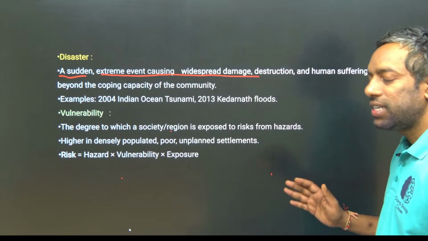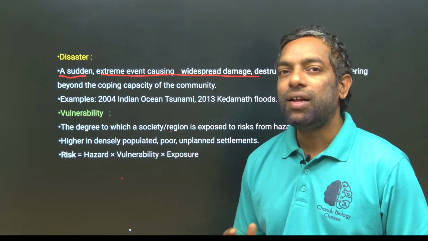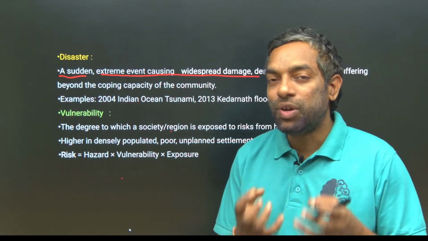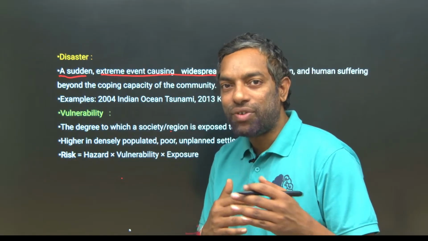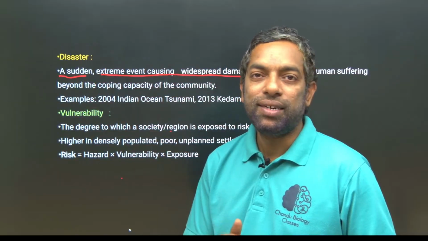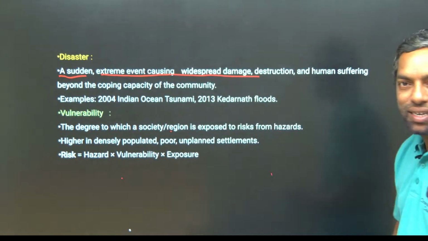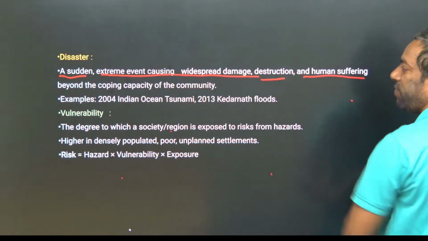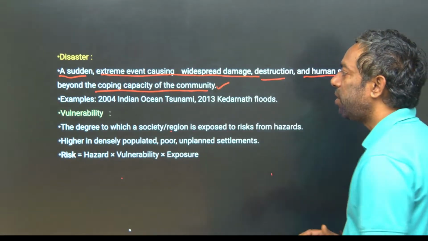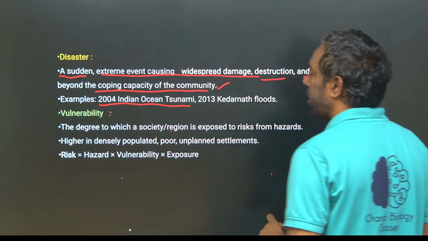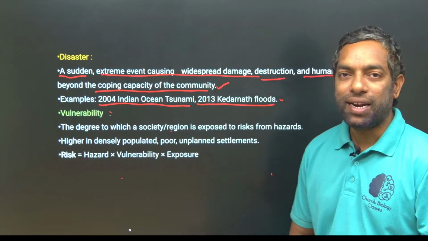The extreme event can be a flood, a drought, an earthquake or a volcanic eruption. A tsunami is an underwater earthquake caused by plate tectonic activity. The convergent or divergent movement of plates leads to the disaster where a tsunami takes place in the oceans. Likewise, any extreme event causing widespread damage, destruction and human suffering beyond the coping capacity of the community is a disaster. Examples are the 2004 Indian Ocean tsunami and the 2013 Kedarnath floods. These are main disasters that took place in India recently.